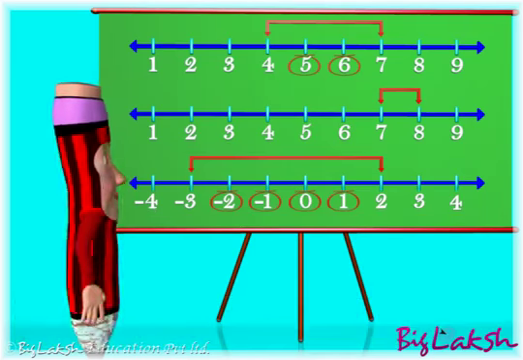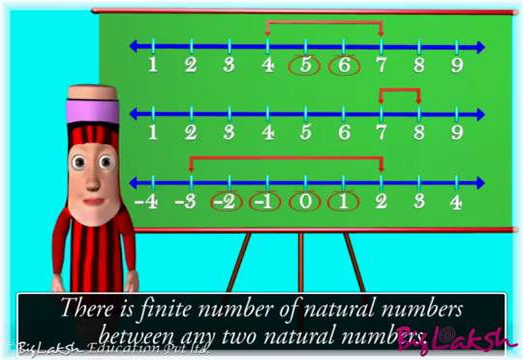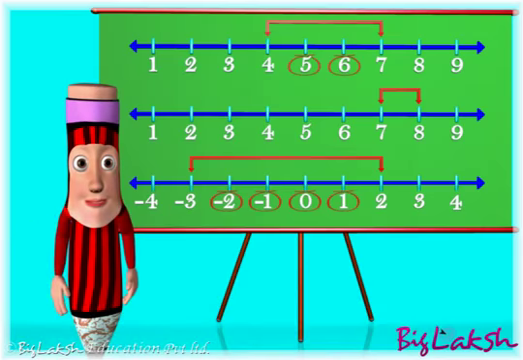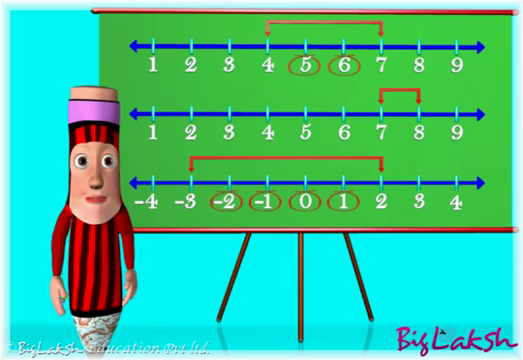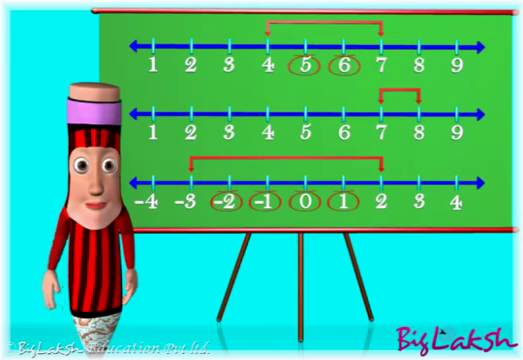This tells us that there is a finite number of natural numbers between any two natural numbers. This is also true for integers. We always have a finite number of integers between any two integers.